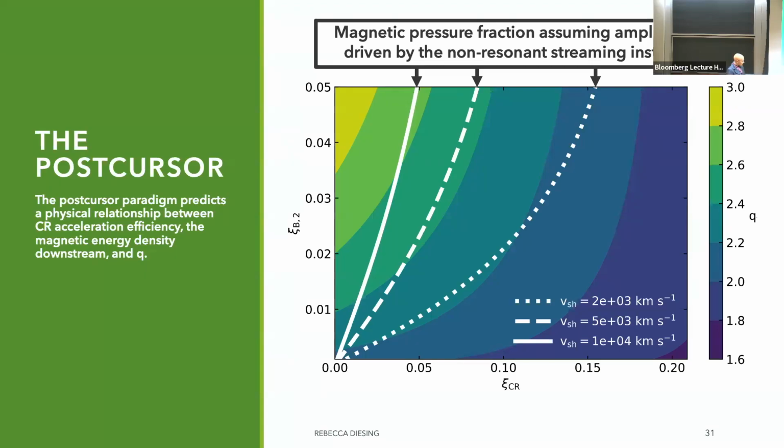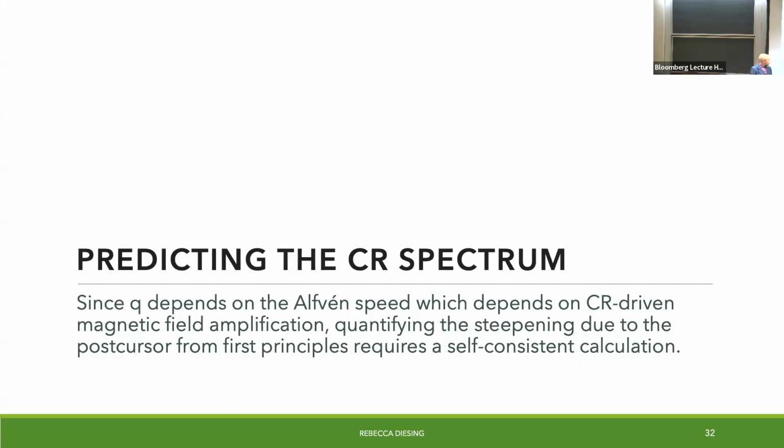But the idea here now is if we say, well, simulations tell us that we should have about a 10% acceleration efficiency based on how particles are injected. And if we say we have a 2,000 kilometer per second shock, then we can just read off that we should have a Q in the 2.2 to 2.4 range. So that's kind of this new predictive framework that we have developed.